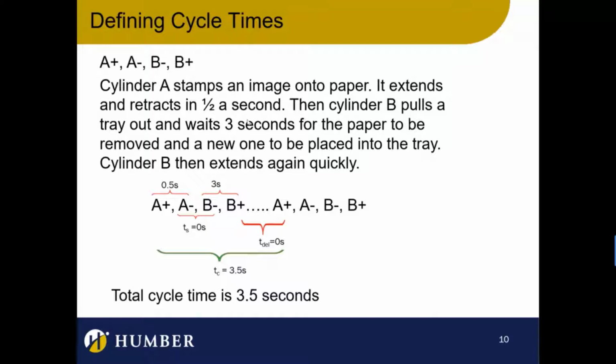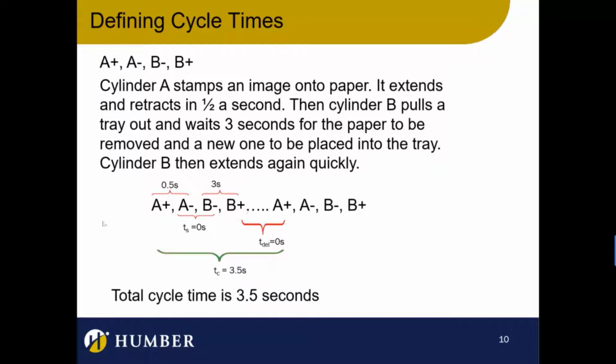So it takes 3 seconds for an operator to pull the paper out and put a new piece of paper in. And cylinder B then extends again quickly. So just from this description, I can write down my control statement. Don't worry about the timing. Just write the control statement, write a few dots, and then write the control statement all over again.